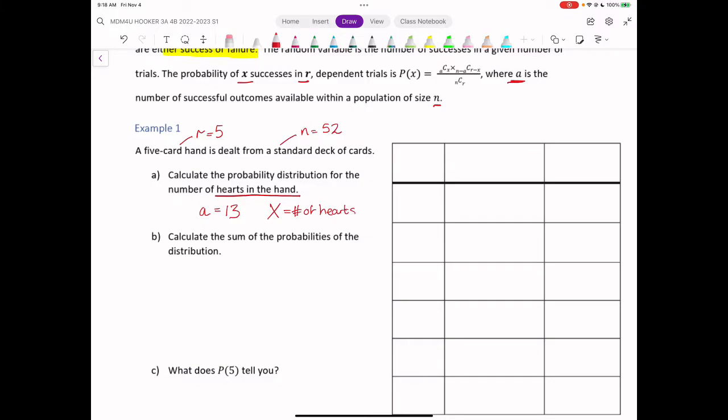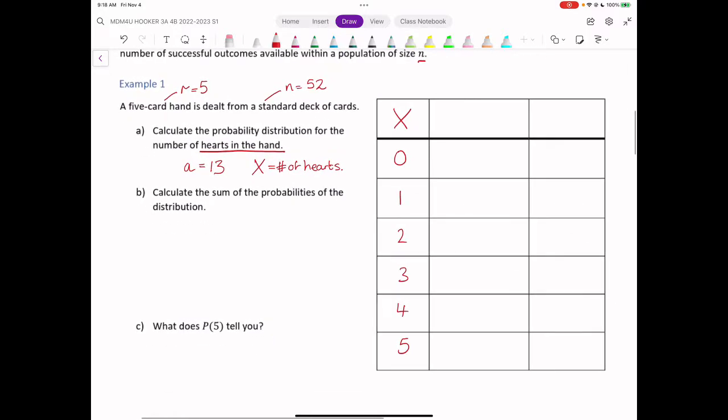So once we've declared what our random variable is, let's start with a table. We have a random variable x, which can take the values 0, 1, 2, 3, 4, or 5. Why? Because we're getting a 5-card hand, so you can have either 0 hearts, 1 heart, 2 hearts, 3 hearts, 4 hearts, or 5 hearts in that hand. And then let's look at the probability of that happening.